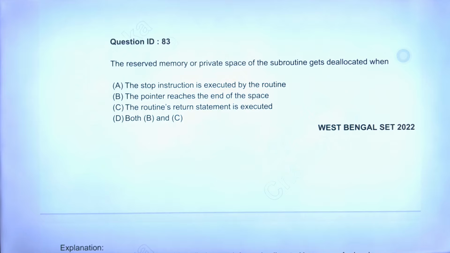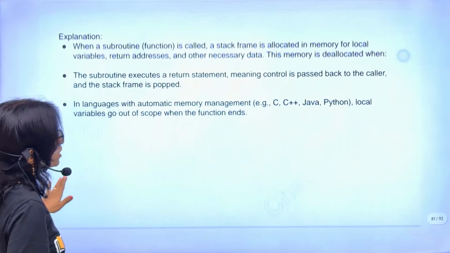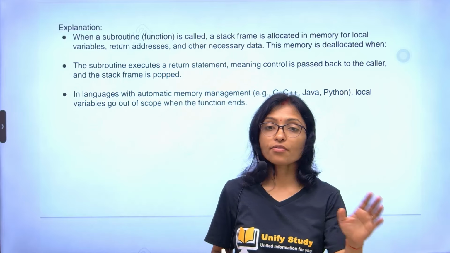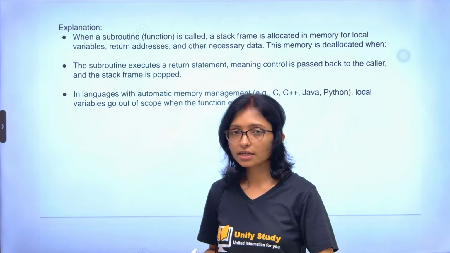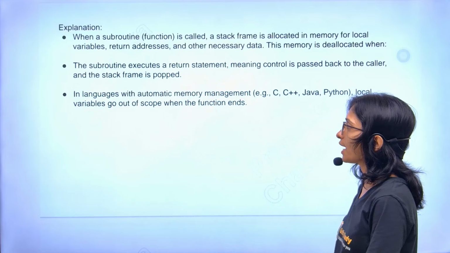Reserve memory or private space of the subroutine gets deallocated. Actually, when you are creating a function, at the time of creating the function, you are using some private space, right? So whenever function execution is done and it is returning, then my work is done. Then it will be deallocated.